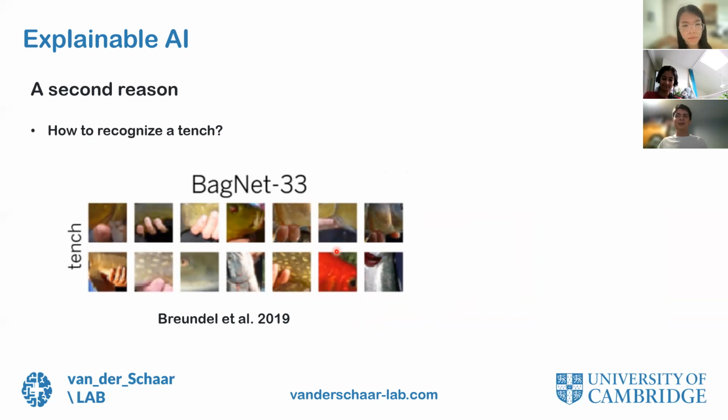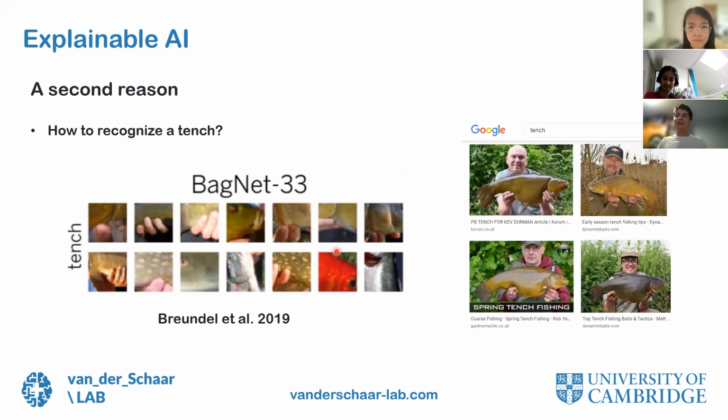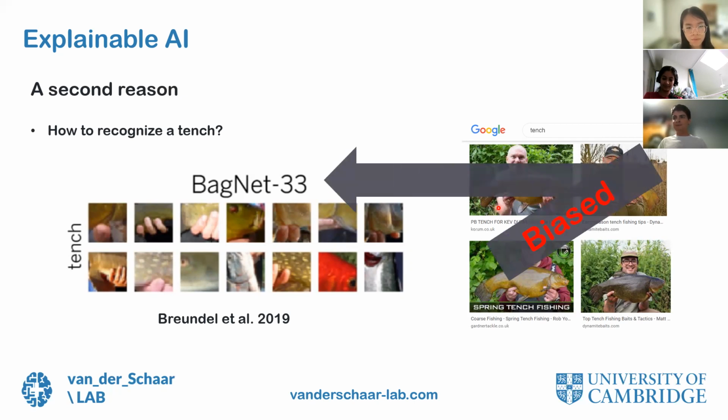So what happened here? Well, you can have a quick answer by just typing tench on Google Images. What you will see is that most of the pictures involve fishermen that are holding the tench. Of course, this set of images is biased. A tench can perfectly exist on its own without being held by the fingers of a fisherman. The problem is that the computer vision model will typically pick up these biases. And hence, a tench will be identified without actually paying attention to the tench itself.